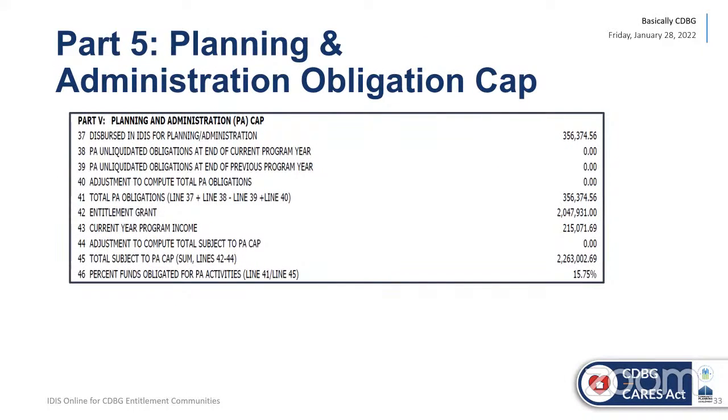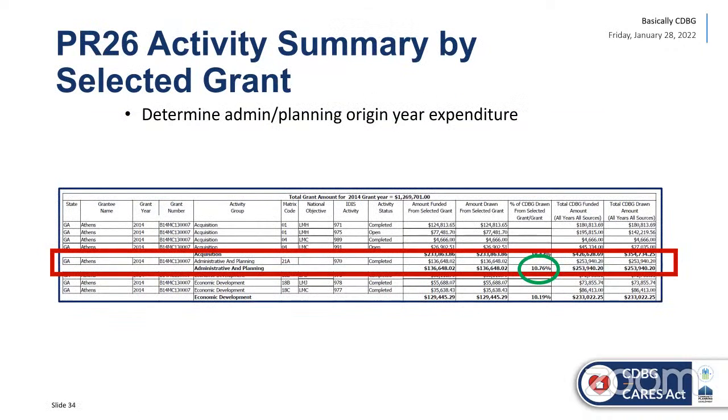So Part 5, another important cap, is the planning and admin obligation cap. For the regular CDBG program year, the obligation cap is no more than 20% of the grant and program income can be used for planning and admin. Next slide, please.